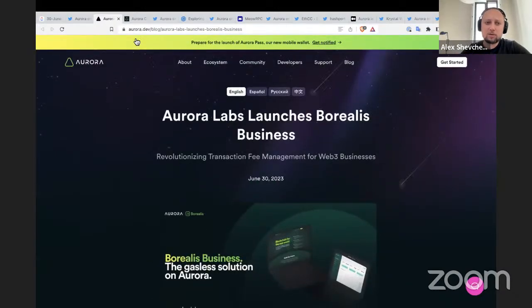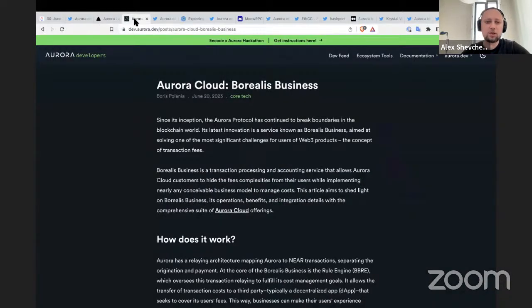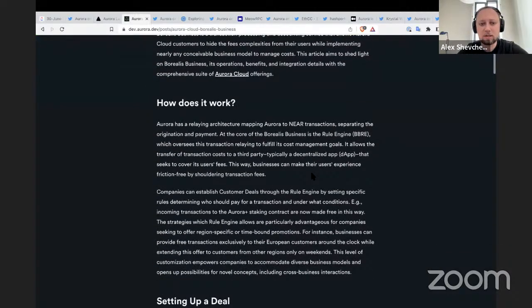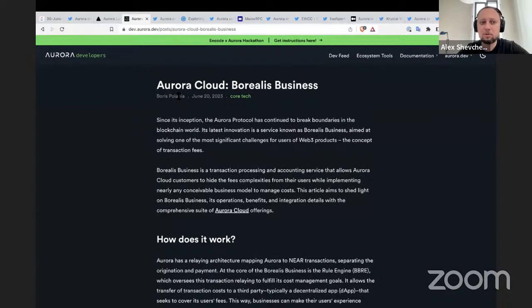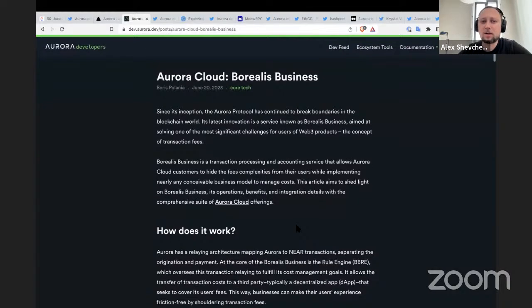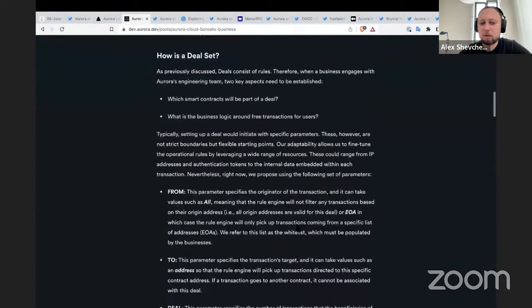Another thing you're able to do, in case you're interested in the development pieces and things that need to be adjusted in order to allow for Borealis Business, which are not that much, and actually Borealis Business works without any adjustments to the front ends, is go to the Aurora developers portal, dev.aurora.dev, and check out the latest article there on how Borealis Business is working.